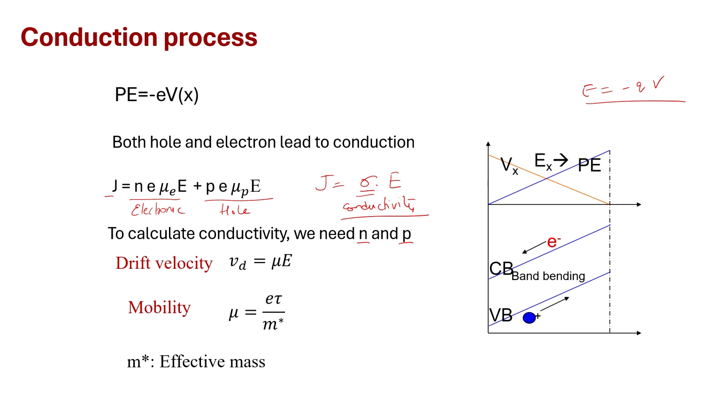Obviously, when you apply a potential, electrons will go down the conduction band and holes will go up the valence band. That is how the conduction takes place. Electrons prefer to go down in energy and holes prefer to go up in energy. It is like a balloon going up in the air.